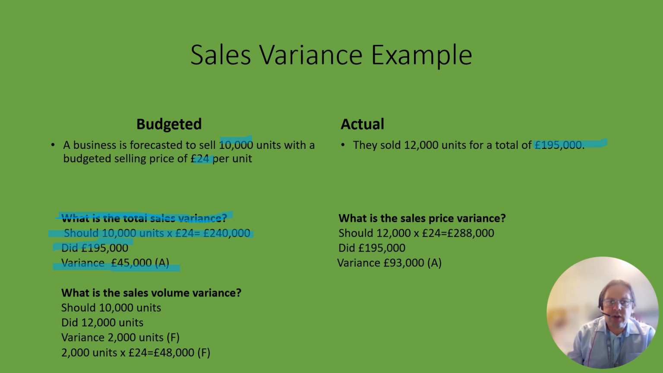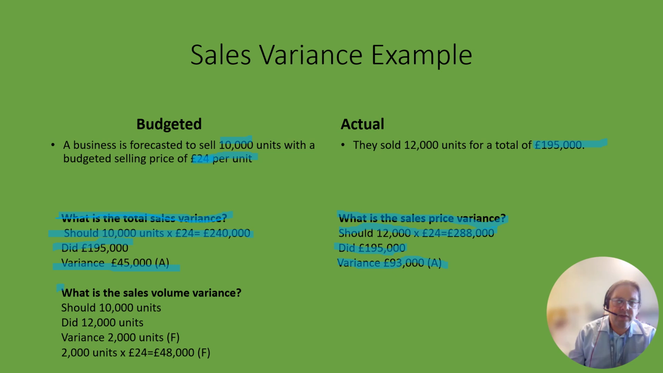If we're looking at the sales price variance, we're making a judgment as to whether we hit that £24 per unit we said in the budget. If we did sell 12,000 units for £24, we should have received £288,000 worth of revenue, but we did receive £195,000. That clearly shows an adverse variance of £93,000. So we've obviously sold it for less than £24 per unit.